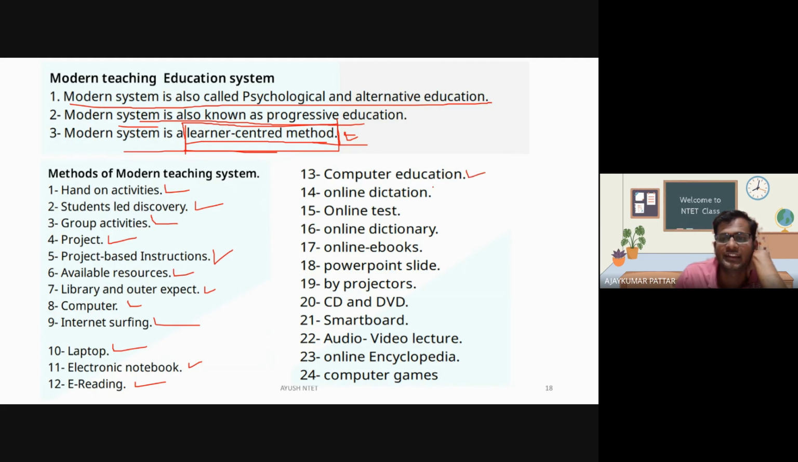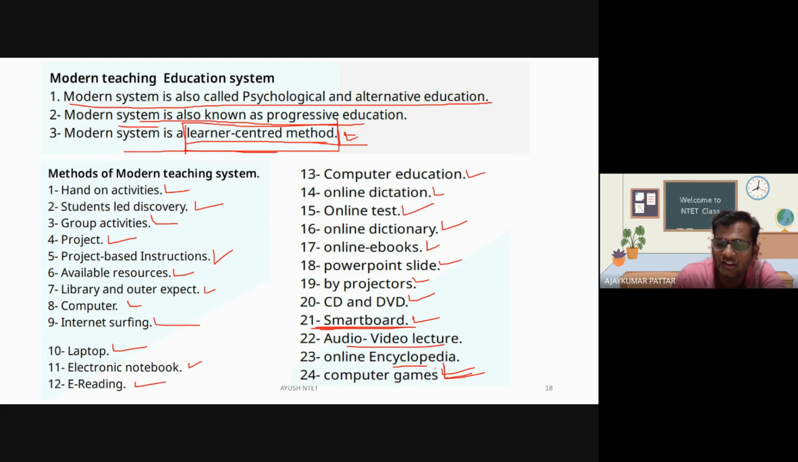Computer education, online dictation, online tests, online dictionary, online e-books, PowerPoint slides, projectors, CD, DVD, smart board. Today the whiteboard and blackboard have been replaced by the smart board. That is the advancement from traditional to modern. Initially blackboards were used, then the eraser type of boards where we can write with markers and erase. Now the smart boards are coming, then audio video lectures, online encyclopedia.